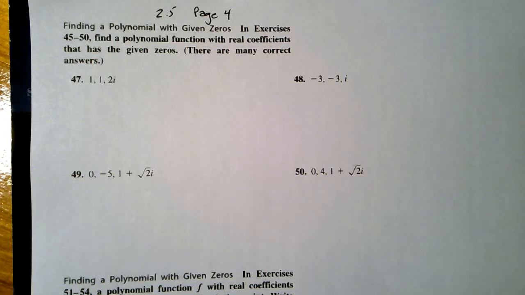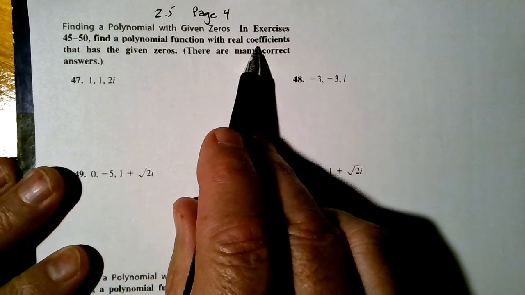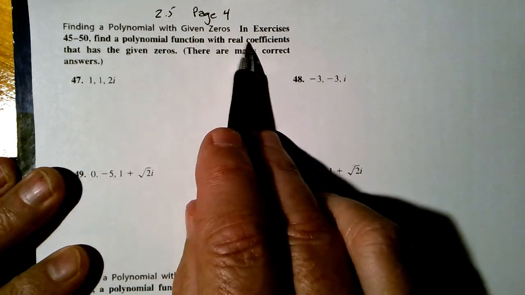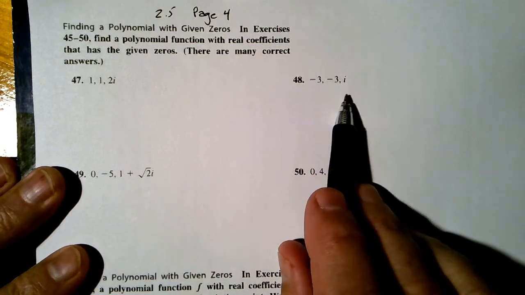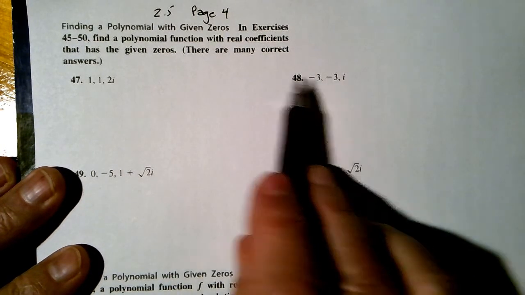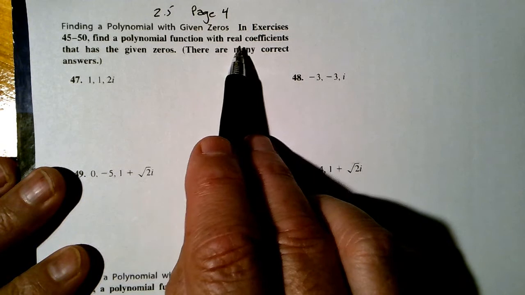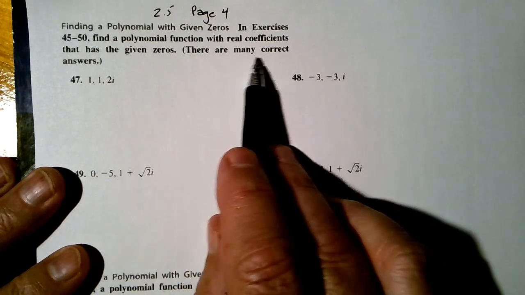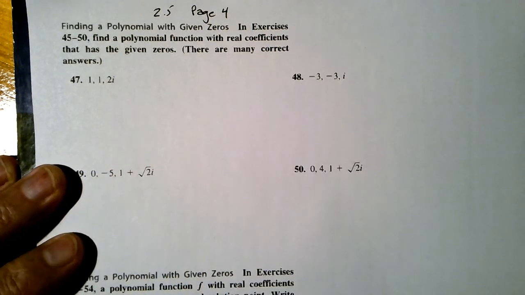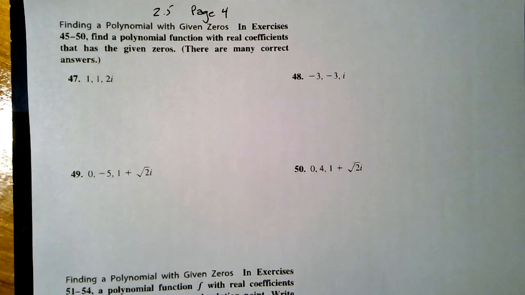Welcome to 2.5. This is page 4. Let's go ahead and find a polynomial function with real coefficients. In other words, my final answer cannot have i's as a part of it. Polynomial function with real coefficients that has the given zeros. There are many correct answers. We'll talk about that and address that even further in 52 and 54.